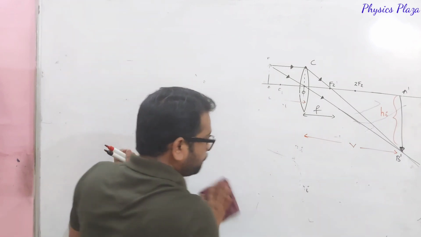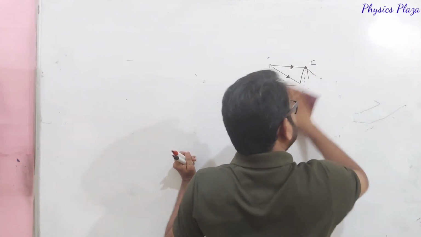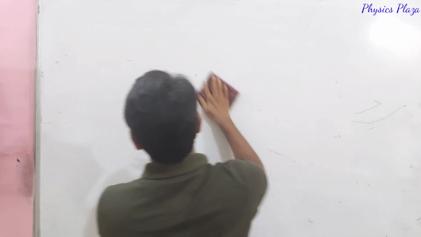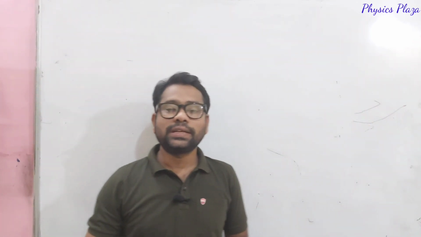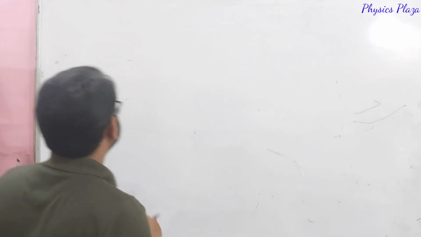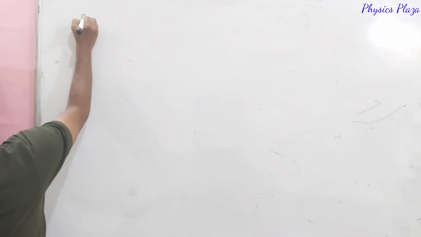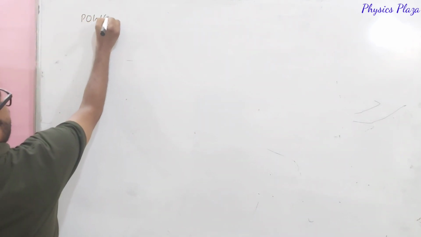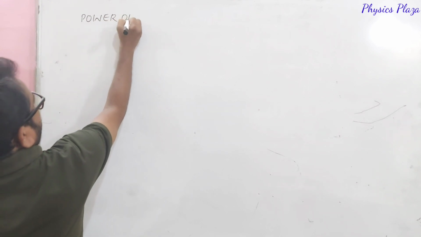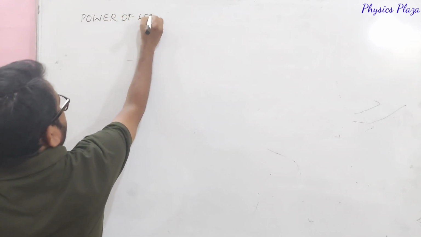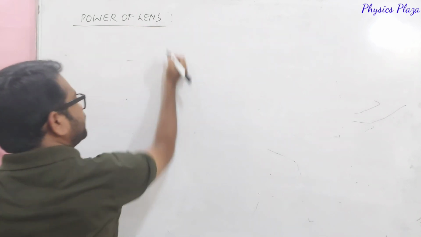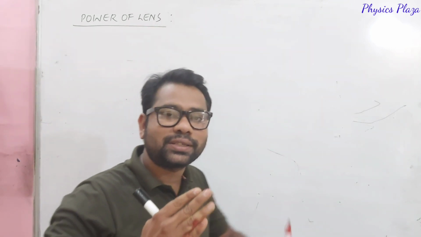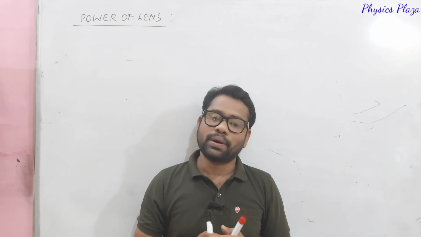Now we will discuss the power of a lens. What is the power of a lens? How is it for a convex lens and a concave lens, and how is it related to the focal length? We will see. Children, don't get confused with the word power, because the power we got in mechanics, in work, power and energy, is different. There in mechanics, power means the rate of doing work.